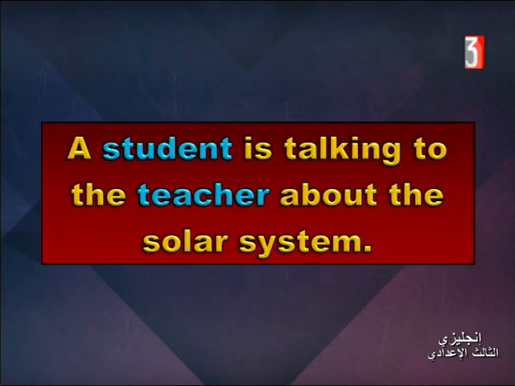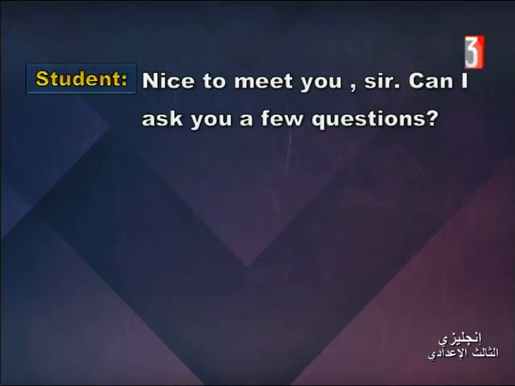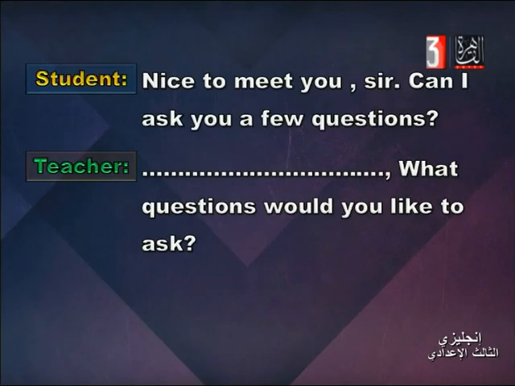Okay, between whom? A student is talking to the teacher about the solar system. Here a very important word in the dialogue is solar system. This is our topic. Student says, "Nice to meet you, sir." Of course, it's a polite way to address a person who is older than you. We said, "Sir," "Madam," and so on. "Can I ask you a few questions?" Teacher said something. "What questions would you like to ask?" Here we can note that the teacher is agreeing to be asked by the student.